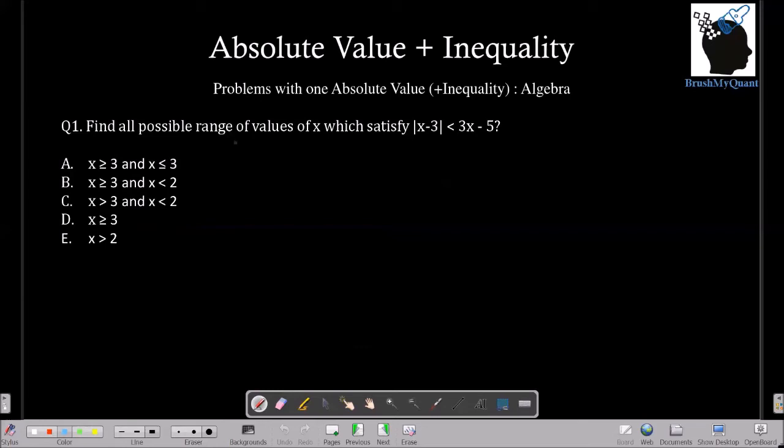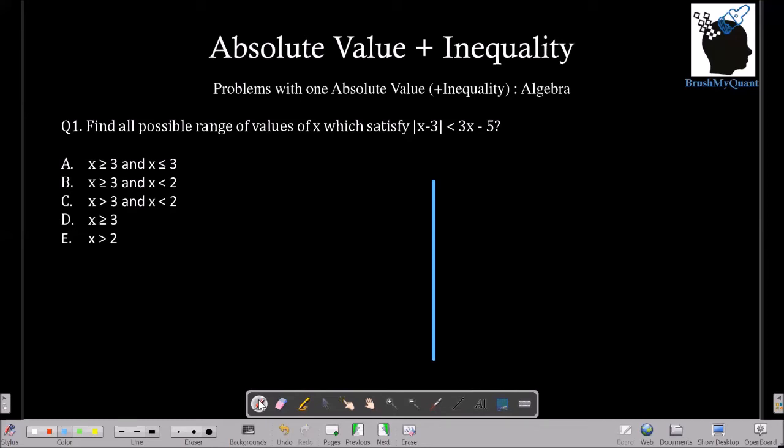Okay, so find all possible range of values of x which satisfy this. This is the same as the first question in substitution. Now this method is going to be similar to what we have discussed in absolute value problems. So please watch the second video in this series to understand in a bit more detail.